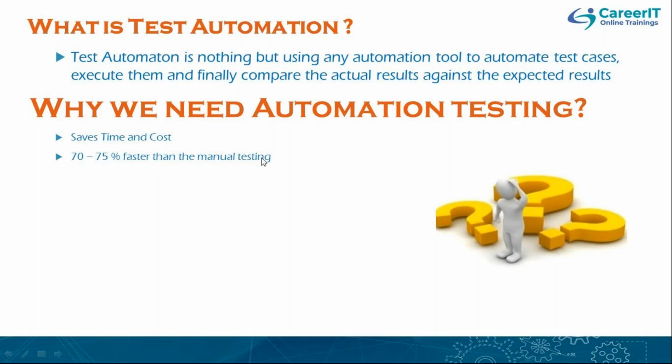The next thing, as I mentioned, is that it is faster than manual testing, around 70 to 75% faster. In manual testing, the manual testers sit in front of the machine and validate everything. But with automation testing, you don't need to sit in front of the machine. You can simply run it, leave the machine, and work on other things. That's why automation testing is always faster than manual testing.